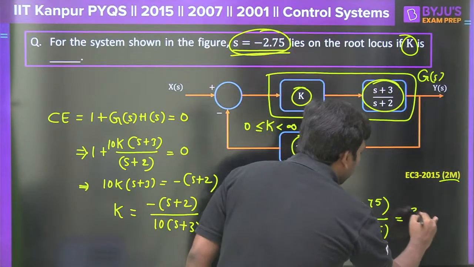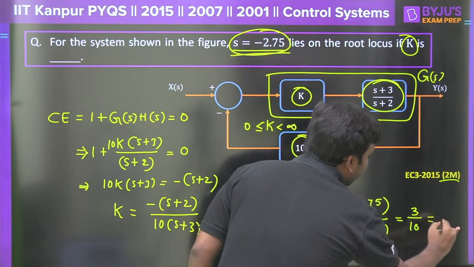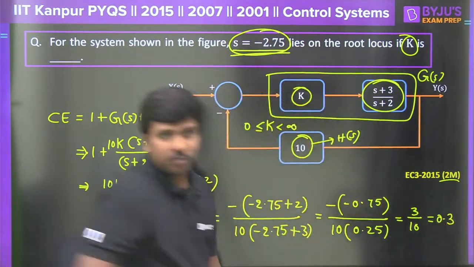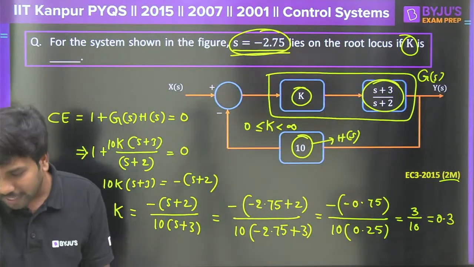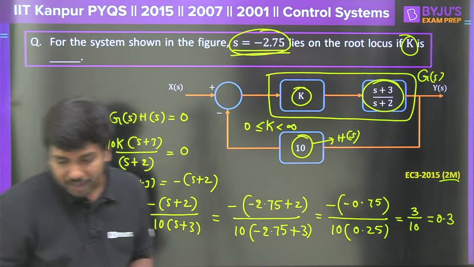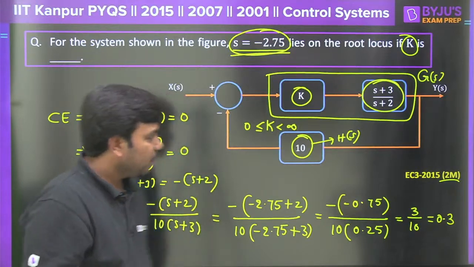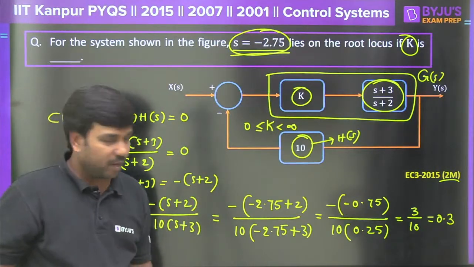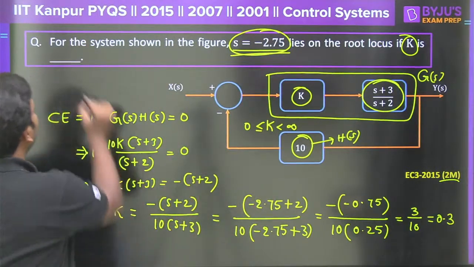So what would be the answer here? Of course, this is going to be 3 divided by 10. Undoubtedly this is going to be 0.3. Clear? 0.3 is the correct answer. None of you got the correct answer here, because you have made a mistake, maybe you used some formula here. So 0.3 is the correct answer.